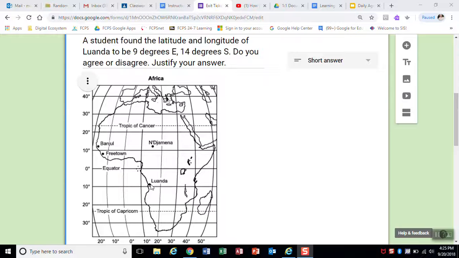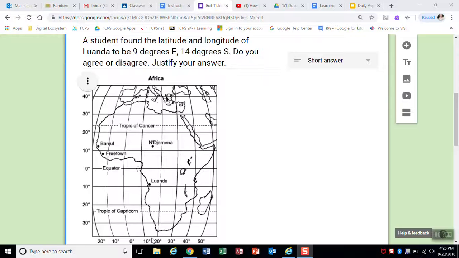Then you're thinking longitude. All right, so where is the prime meridian? The prime meridian is a longitude line. It's going up and down. It's the 0 line. It's right here. Now, where is Luanda in relation to the prime meridian? Is it west of the prime meridian or is it east of the prime meridian? In this case, it is east of the prime meridian. Then you have to ask yourself, how many degrees east is it? So you come down here and you look, and it's in between the 10 and the 20. I would estimate that to be about 14 degrees east of the prime meridian.